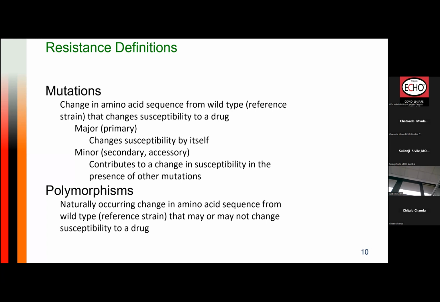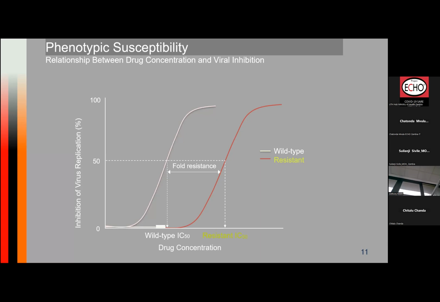Then there are naturally occurring mutations. Some of these are not natural per se. They will be elicited, but they will not have consequences in terms of drug susceptibility, the so-called polymorphisms. But it's the major ones that commonly result from drug pressure that will cause drug-resistant mutation.